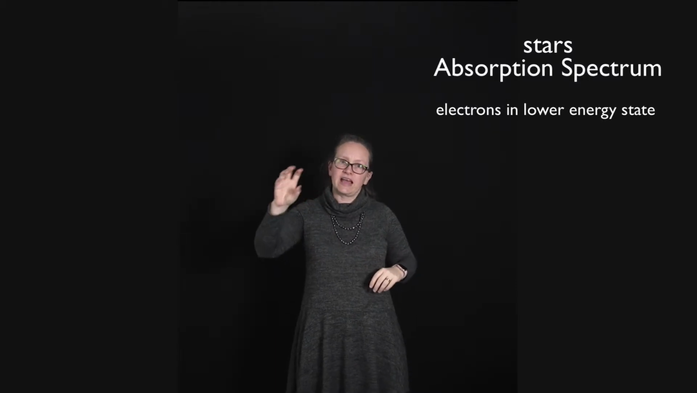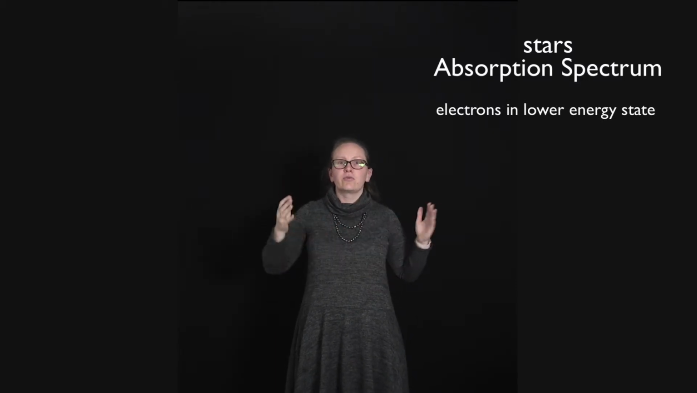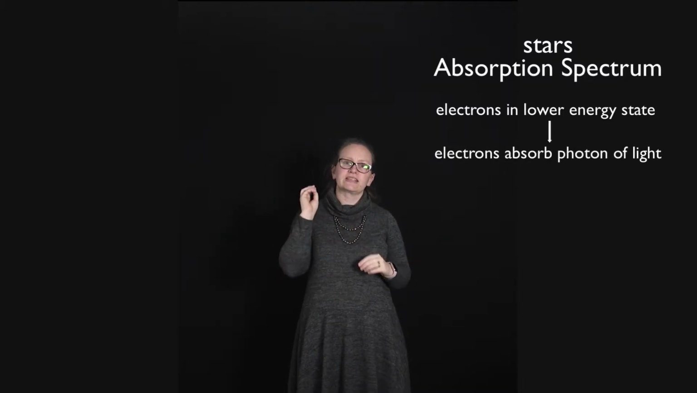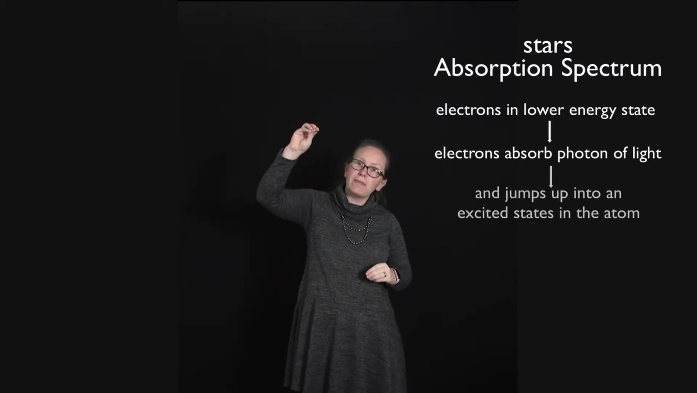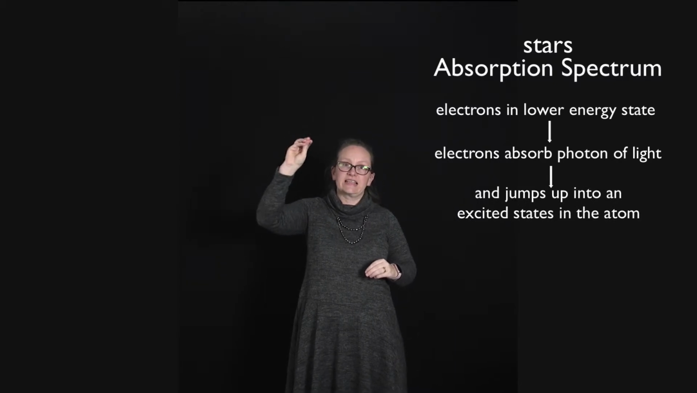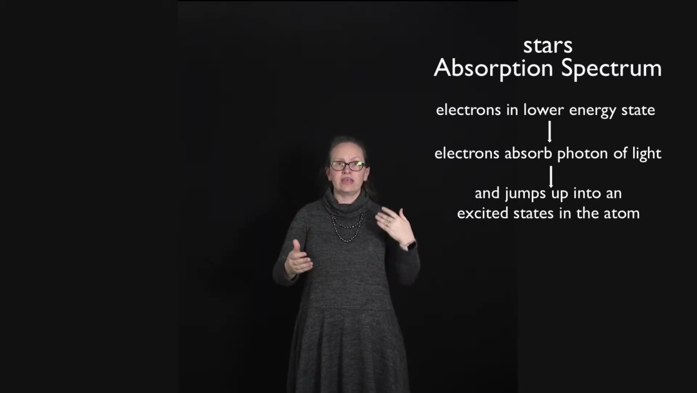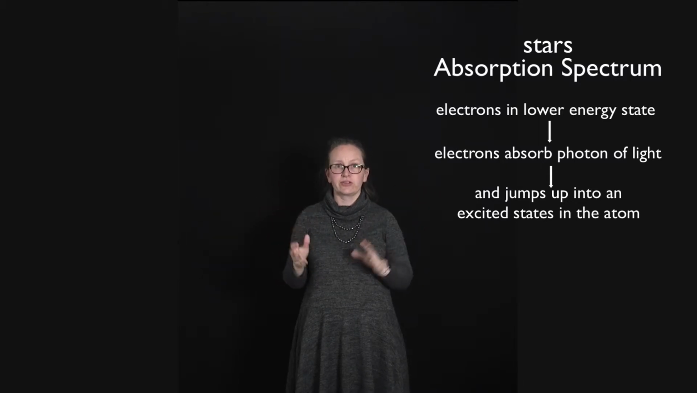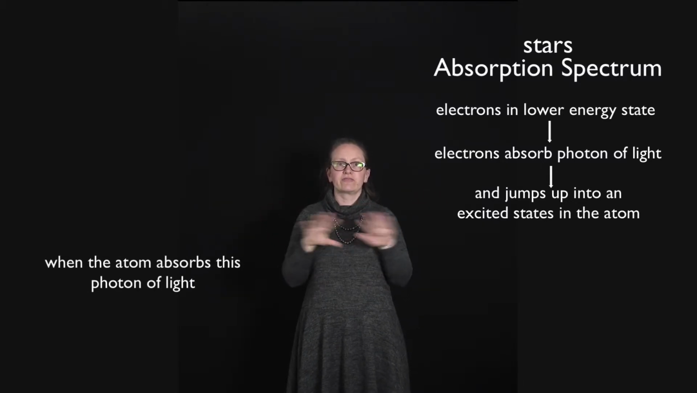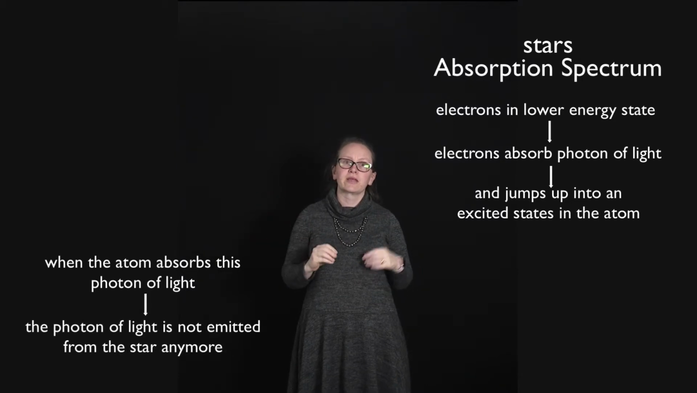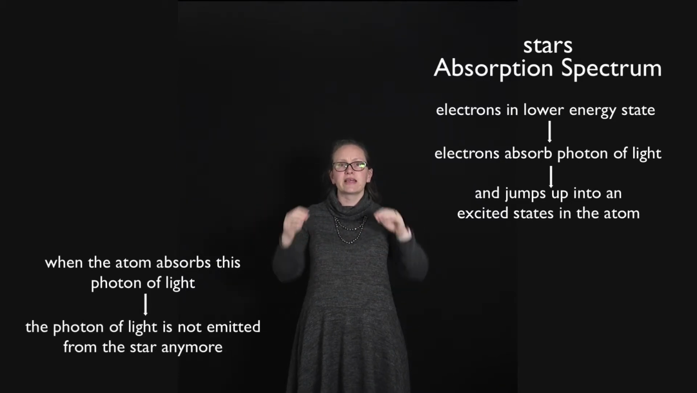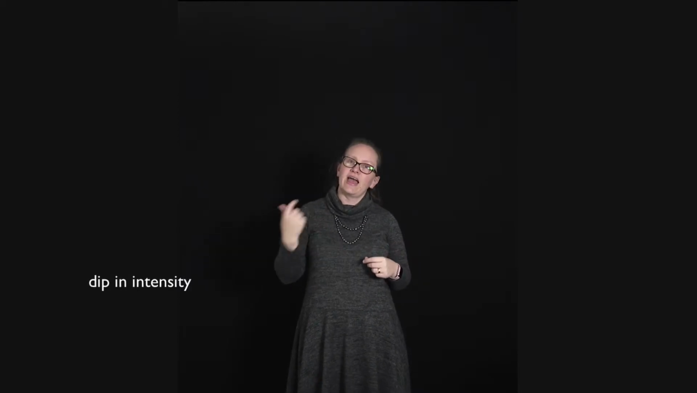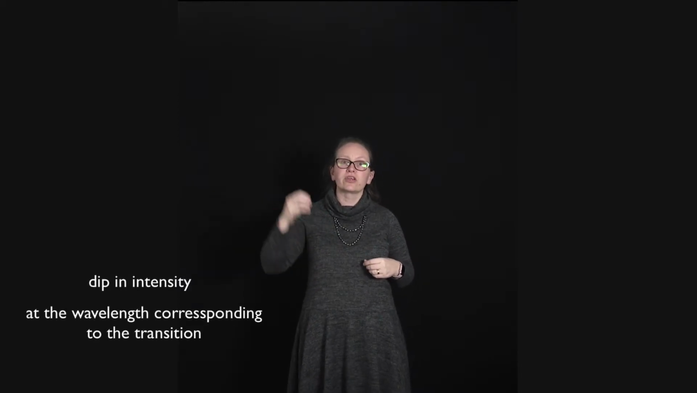Now, in some of these atoms, the electrons will absorb a photon of light which is at exactly the right wavelength to jump up into one of the excited states in the atom. Now, when the atom absorbs this photon of light, it means that that photon of light isn't being emitted from the star anymore. So if there's enough of these atoms in the outer surface of the star, then we'll get a small dip in the intensity at the wavelength that corresponds to this transition for electrons.